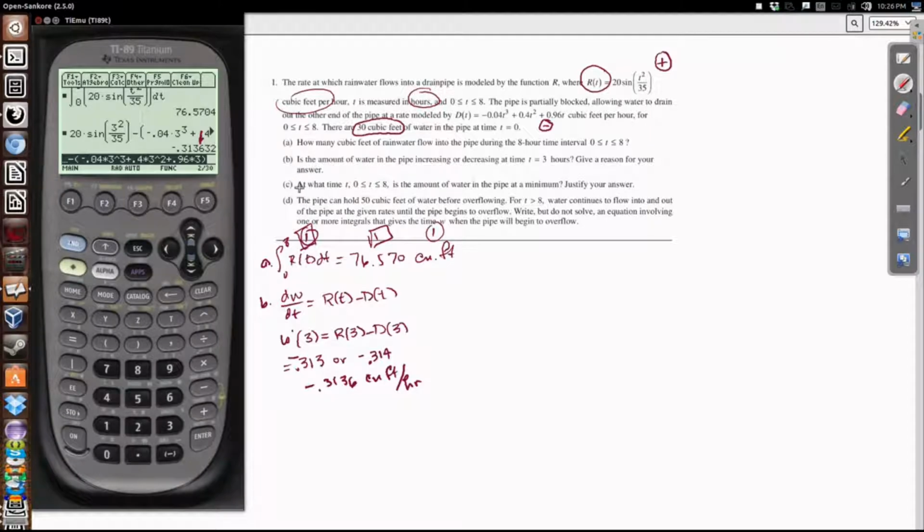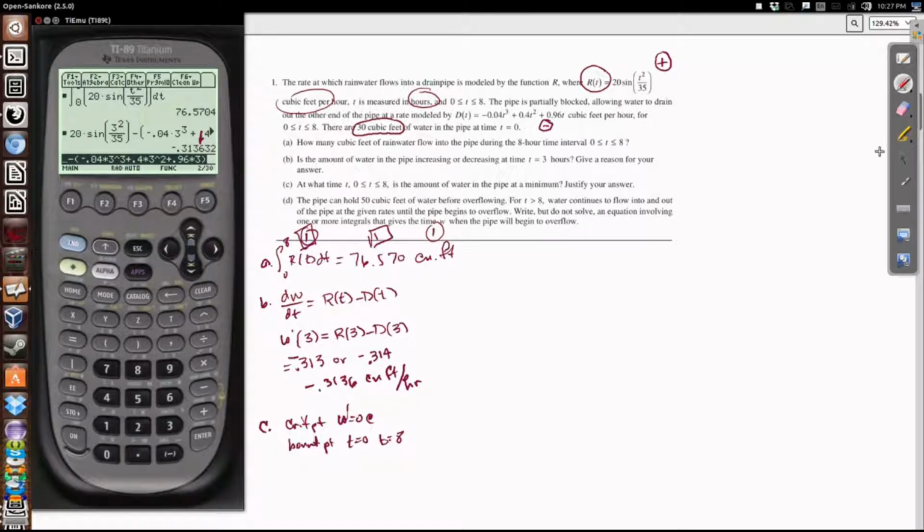Then we get part C, and it says, at what time t, 0 less than t less than 8, is the amount of water in the pipe a minimum? Justify your answer. So I need to remember that minima occur at critical points and boundary points. So my boundary points are going to be at t equals 0 and at t equals 8. For my critical points, I want to know where w prime is equal to 0. And I need to figure out where those points are going to be.